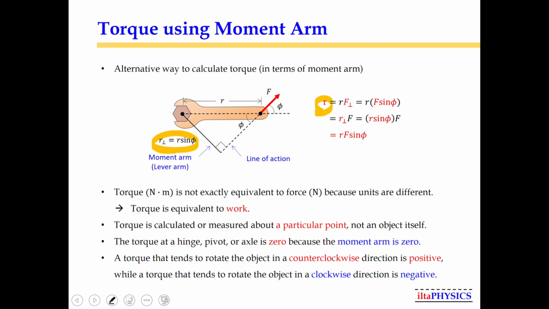Earlier, we said that torque is calculated by multiplying the distance to the pivot by the perpendicular component of the force. Now, for this second method, we can also calculate torque as the product of the moment arm, which is the perpendicular distance to the force's direction, and the applied force. In conclusion, torque is the product of the distance, the force, and the sine of the angle between them.